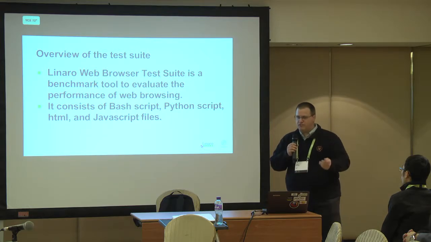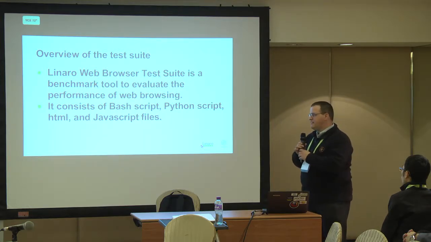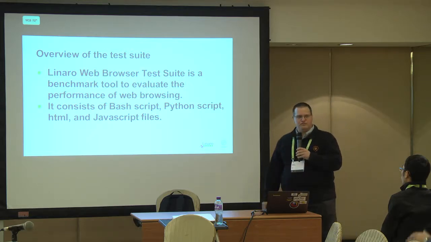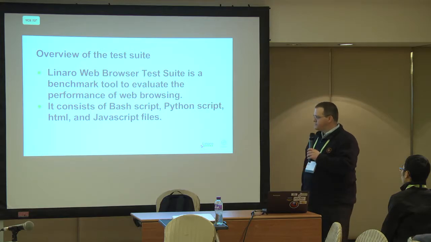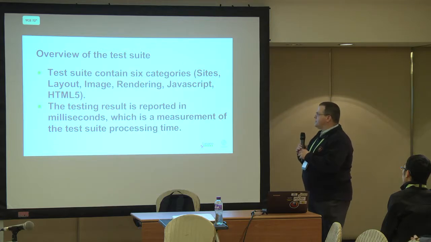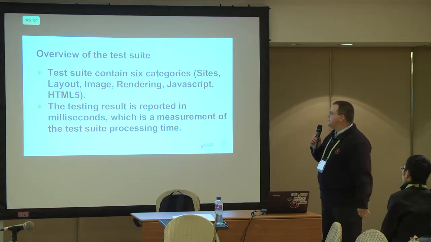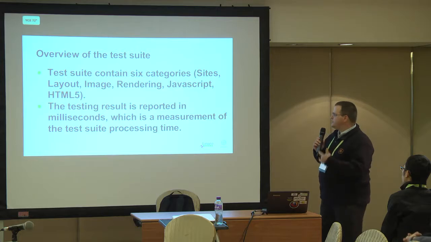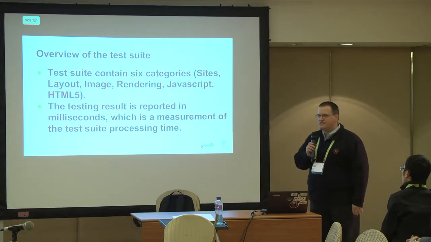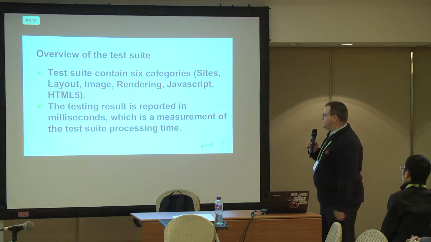And then as part of the framework itself, it wants to do some tests, so it needs the files that it needs available in order to do some of its tests. But in terms of execution environment, as long as you've got Python 2.7 and a decent shell, then you're fine. There are currently 6 categories of tests that are done: sites, layout, image, rendering, JavaScript, HTML5. And then at the end, you basically get a big number that's in milliseconds. So the smaller that is, the better.